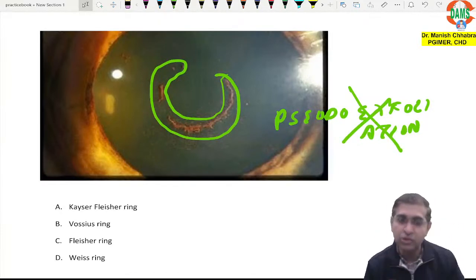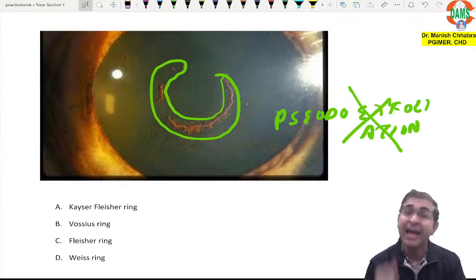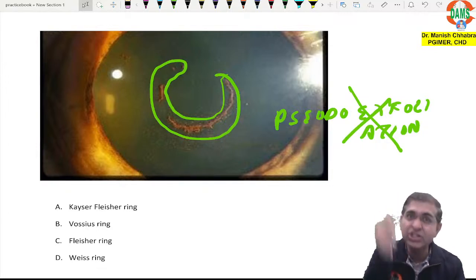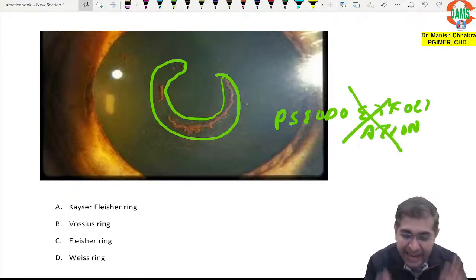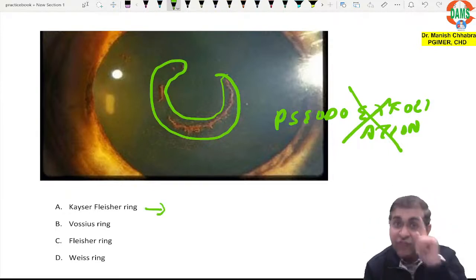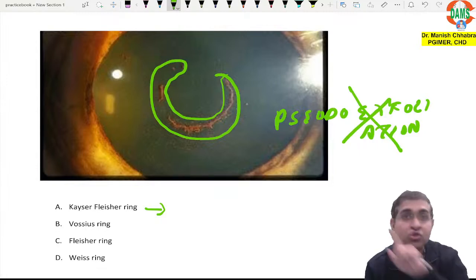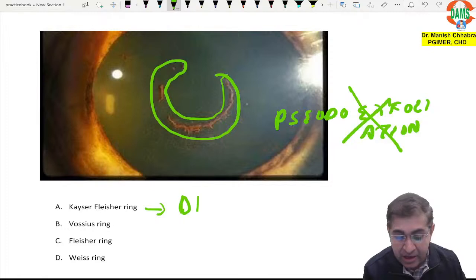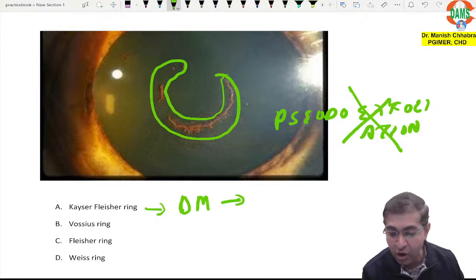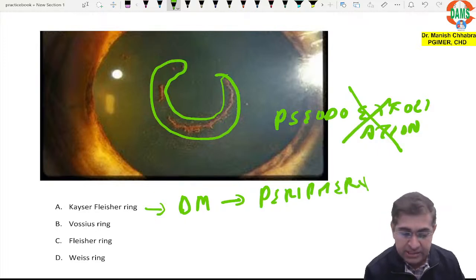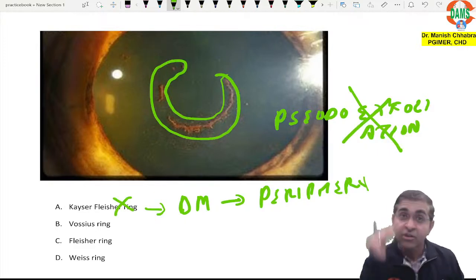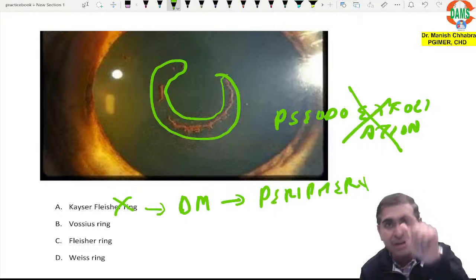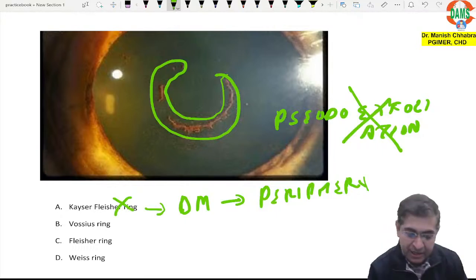But what are the other options? Now let's move over to the options. One is the KF ring, Kayser-Fleischer ring. Another is the Vossius ring, Fleischer ring and Weiss ring. Now the KF ring, first and foremost, is not present on the anterior lens capsule, my dear friends. It is present in the Descemet's membrane of the cornea at the periphery. So this is eliminated. Vossius ring, I'll be coming to it in a little while.